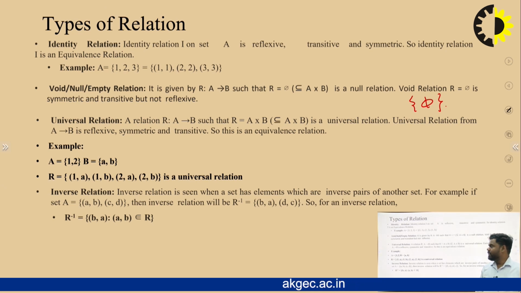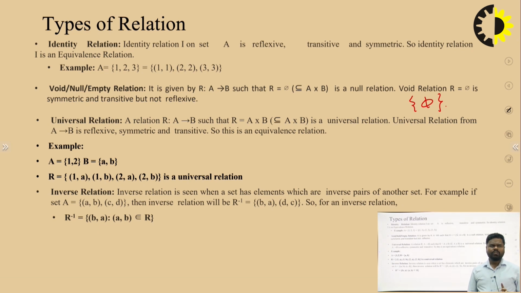I have taken an example: set A = {1, 2} and set B = {a, b}. The relation I have given is (1,a), (1,b), (2,a), (2,b). It is a universal relation because it contains all the elements, 1, 2 and a, b also. So it is a universal relation.